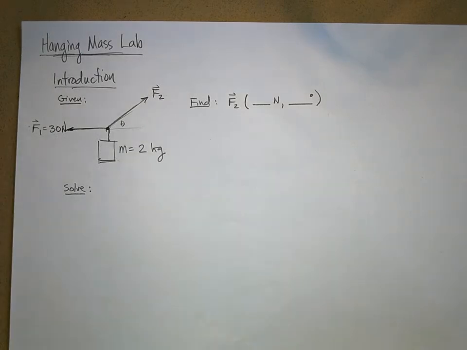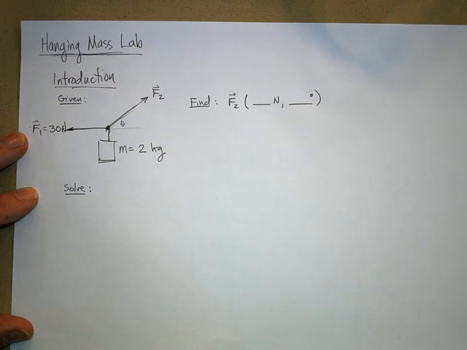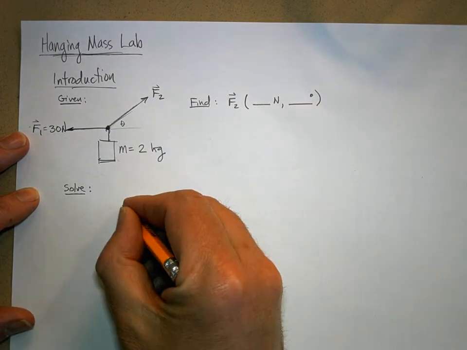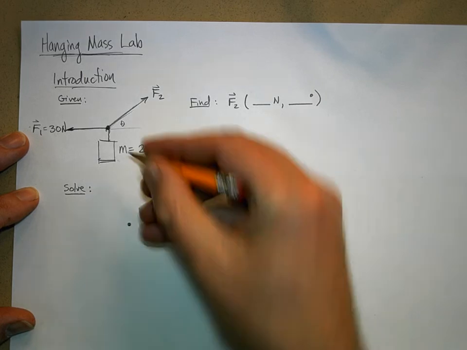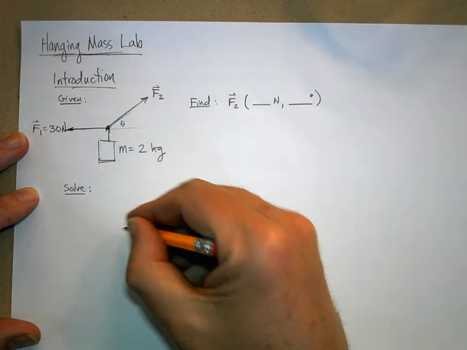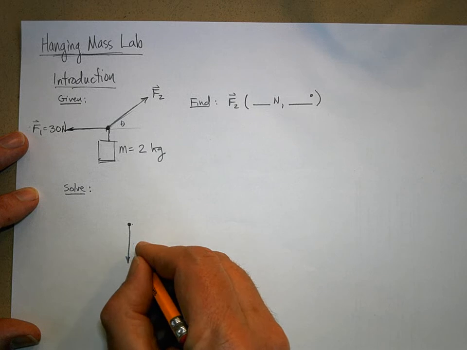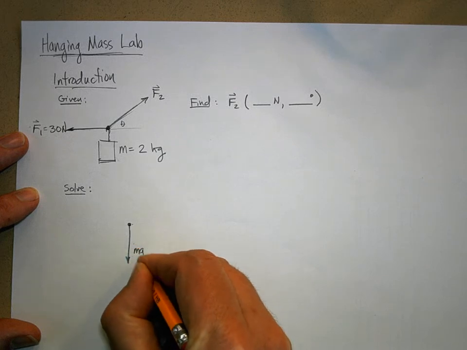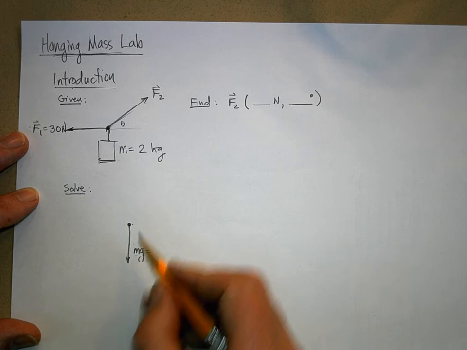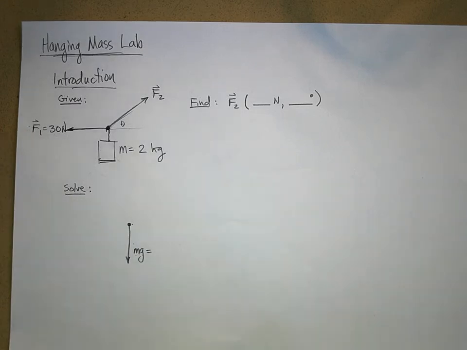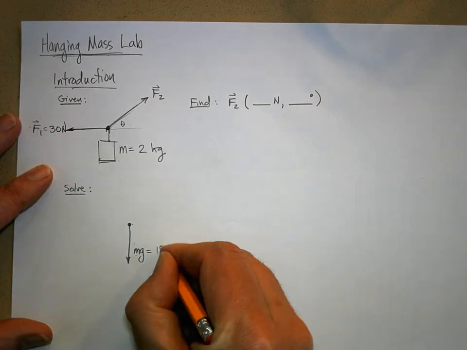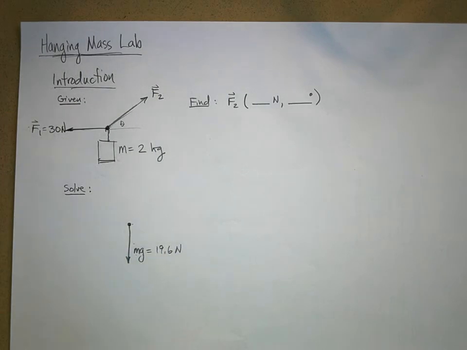Well, I'm going to use the procedure. I'm going to draw a free body diagram of where all these forces come together, right there. So here's the free body diagram right there. And of course I've got gravity pulling straight down. Now this is 2 kilograms. So this is mg. Mass times gravity, the mass is 2 kilograms, and what is g? 9.8 newtons per kilogram. So what is 2 times 9.8? 19.6 newtons, at least in the northern hemisphere.